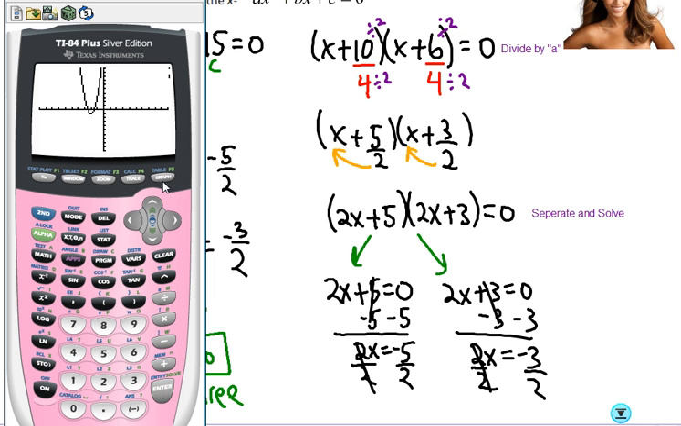Okay, so there's our parabola. So you see how it touches in two places. It actually touches both on the negative side, which should make sense as to why we have a negative and a negative. And then you see how one of them's in between -1 and -2. Right? Well, that's what that one is.